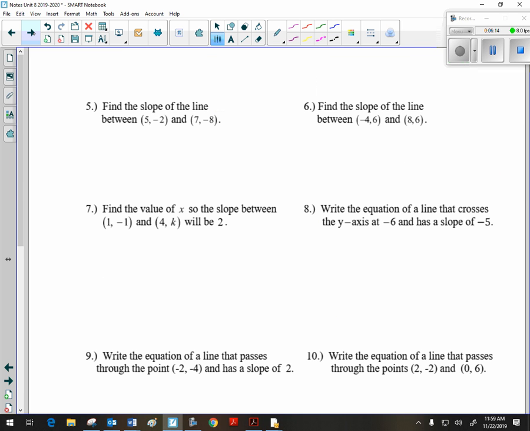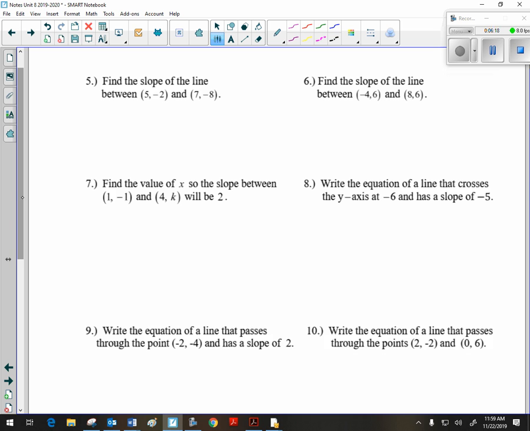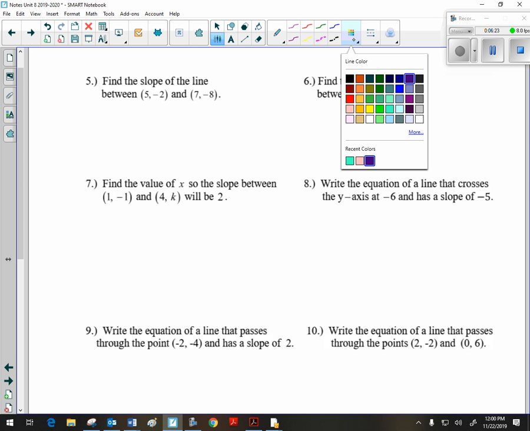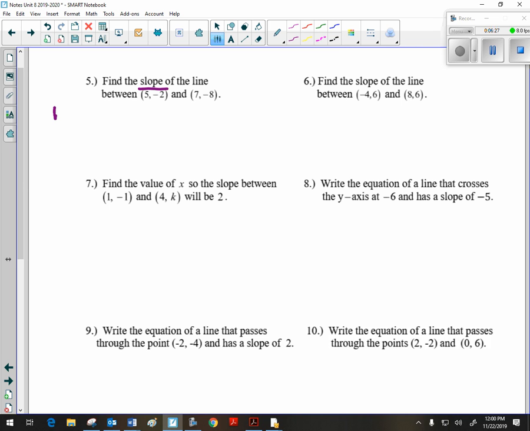On to the next page. When we get to these questions, number 5 says to find the slope of the line between those points. It's our job to know that when they say find the slope of the line, we should be using the slope formula, change in y over change in x, or y2 minus y1 over x2 minus x1.